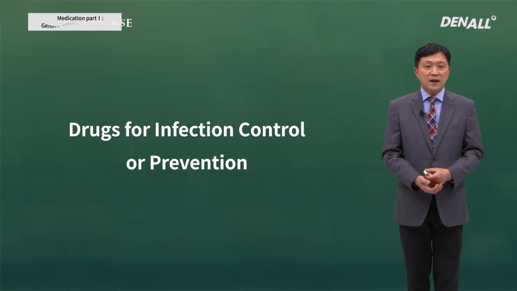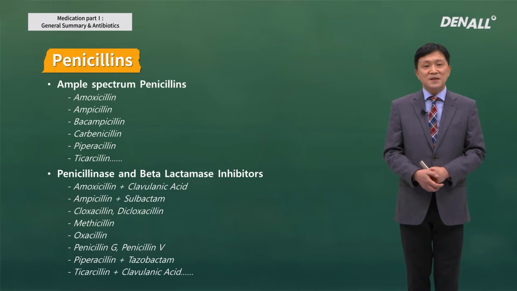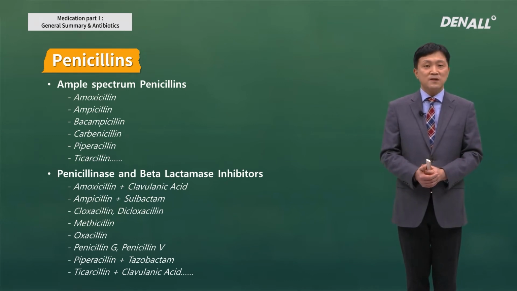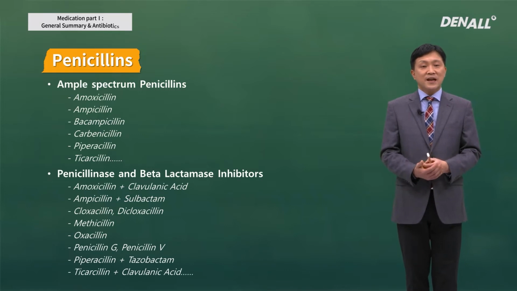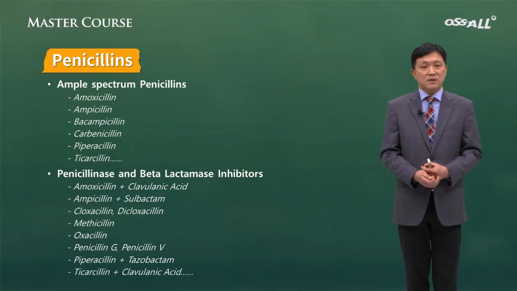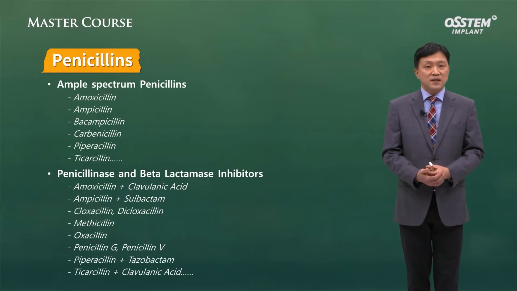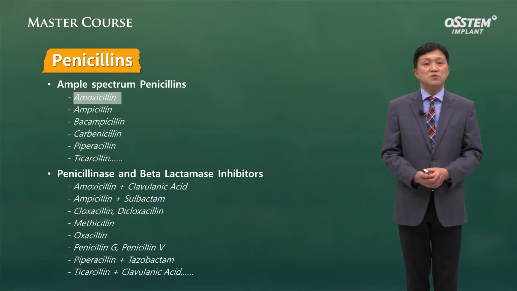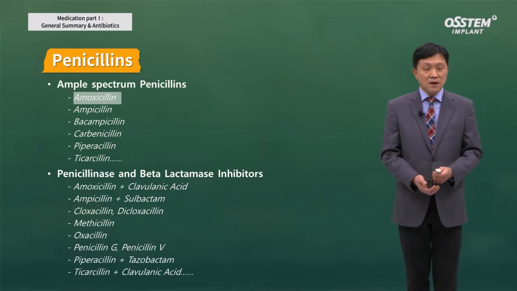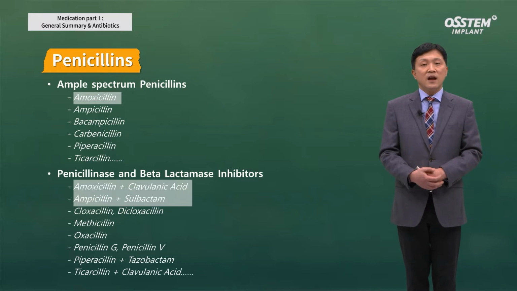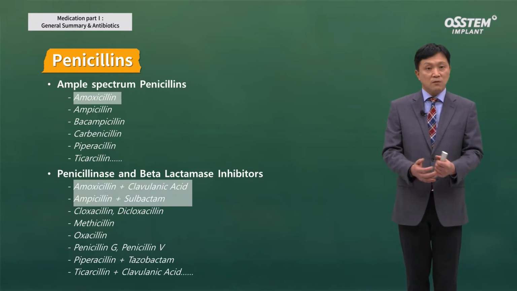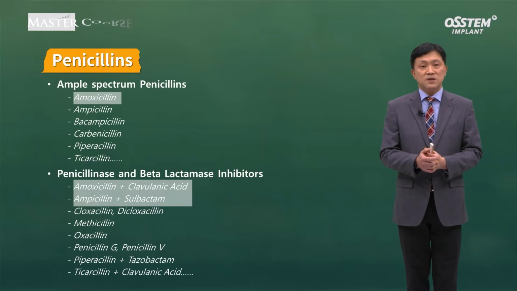First, antibiotics. The representative antibiotics would be penicillins, ample spectrum penicillins, and penicillinase and beta-lactamase inhibitors are the two categories. Ample spectrum penicillins, we use amoxicillin quite a lot, so that is the basic penicillin. Penicillinase and beta-lactamase inhibitors. So the penicillins would include generally amoxicillin plus clavulanic acid and ampicillin plus sulbactam. So these are the representative ones.